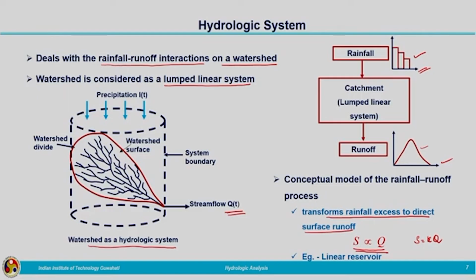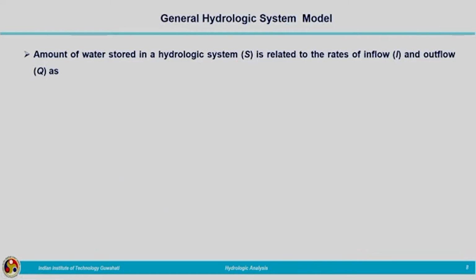This way we can conceptually explain a hydrologic system. That is, the rainfall runoff process which is taking place in a catchment can be conceptually explained by means of this figure, and by means of a flow chart, as explained with the help of the flow chart on the right hand side. Now, let us move on to the general hydrologic system model.